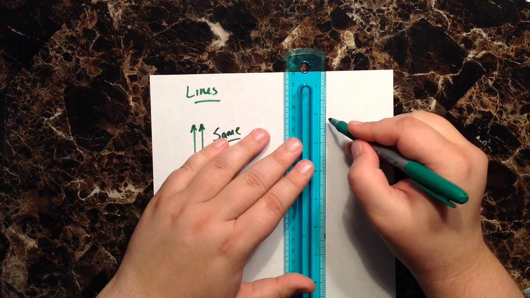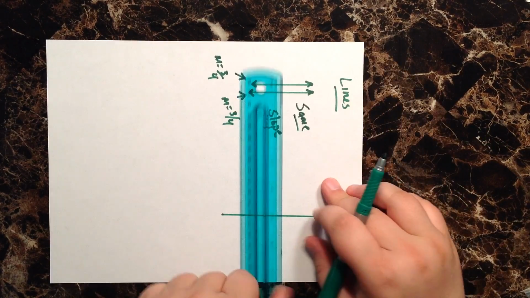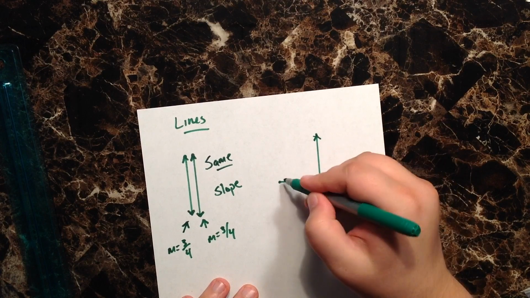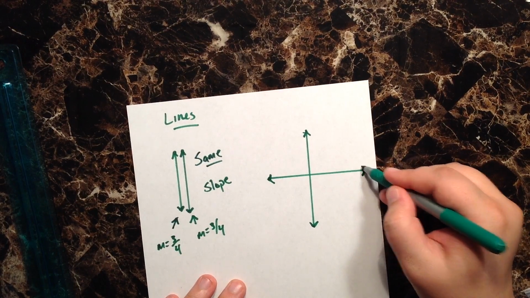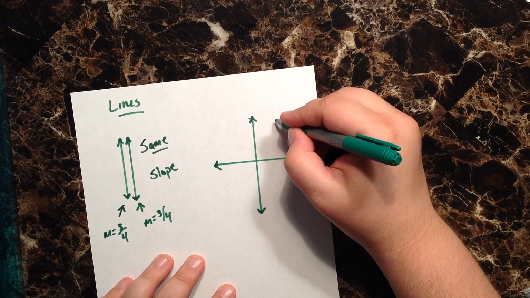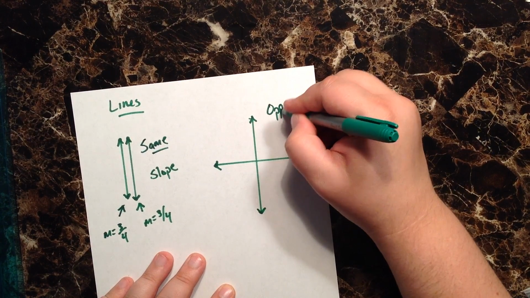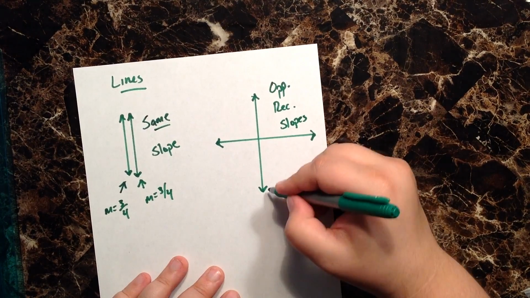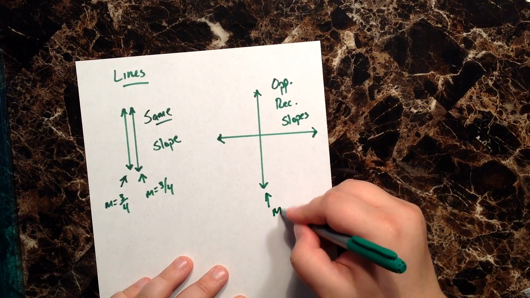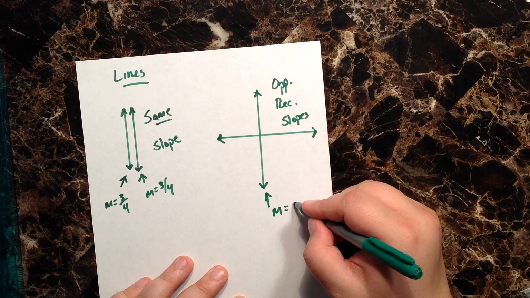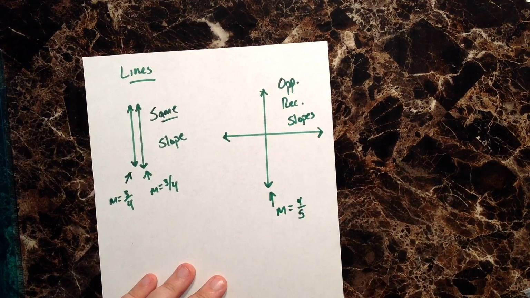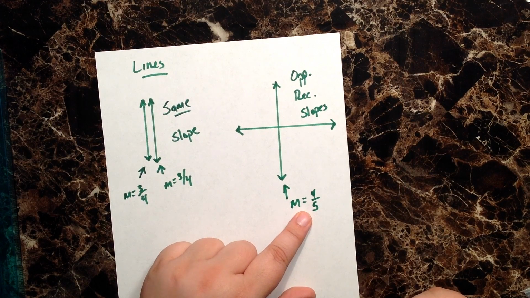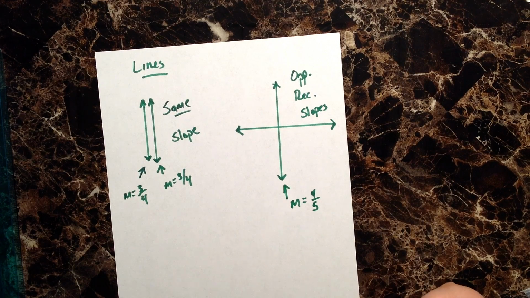All right, what are perpendicular lines? What do those look like? Perpendicular lines do intersect, and they intersect in a specific way. They are exact opposites of each other. In fact, they have what are known as opposite reciprocal slopes. Well, what does that mean? Let's say this line has a slope of 4 over 5. Opposite reciprocal means that we take the opposite sign and then we flip the fraction.